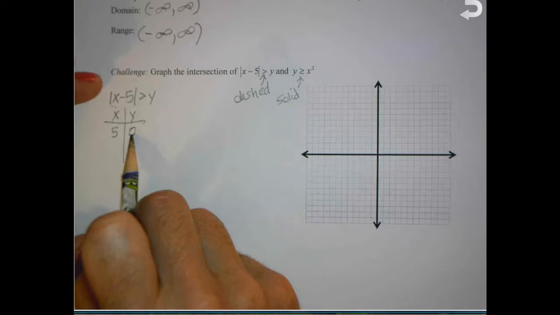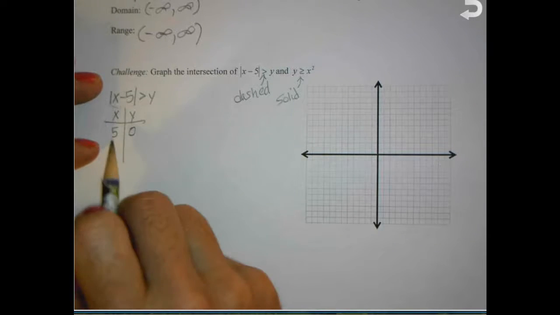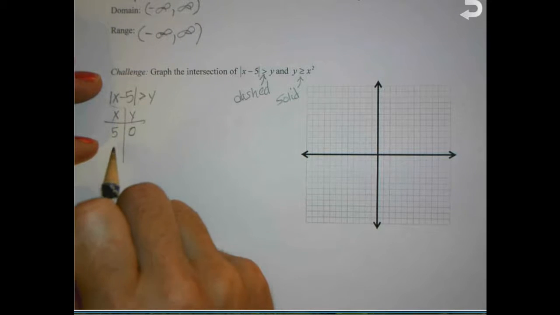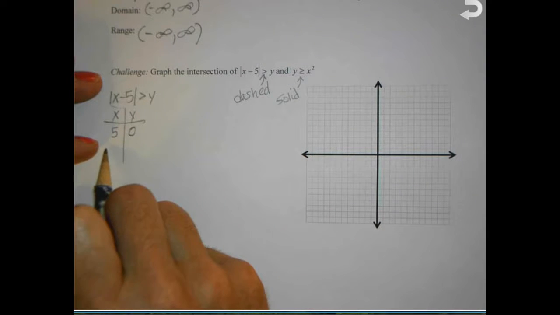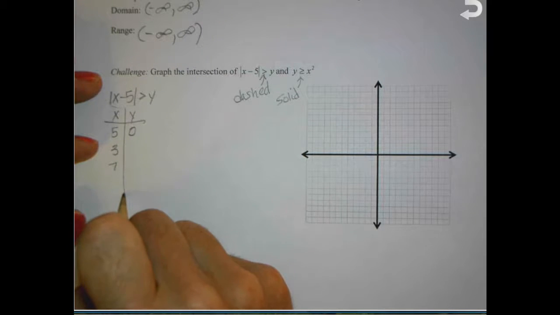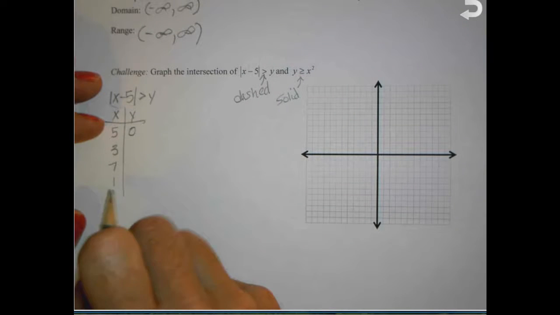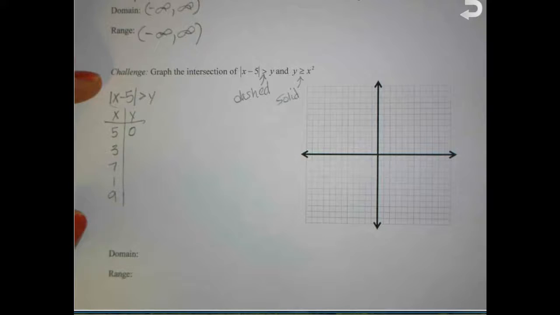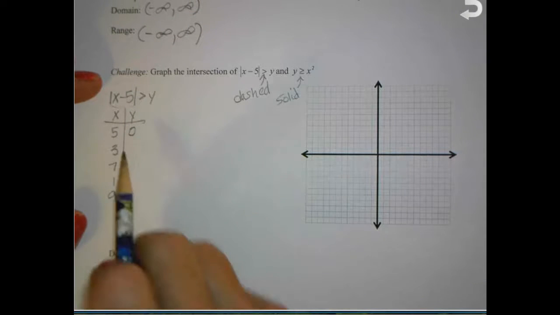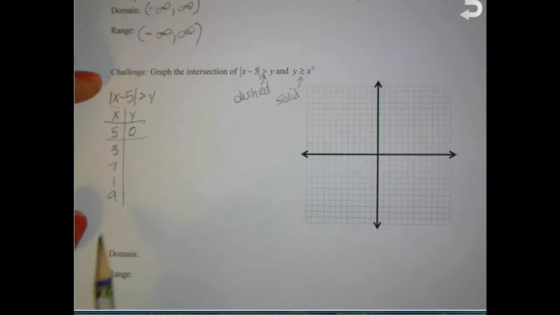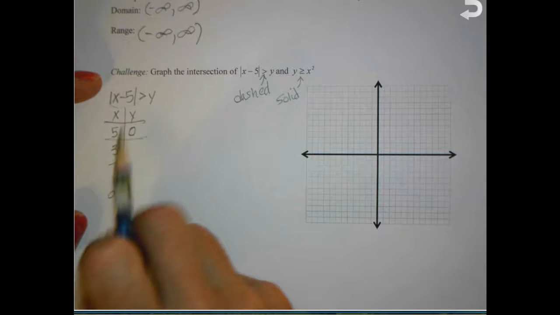My y would be 0. Then I should go a little bit in each direction on either side of that 5, so I might go 3 and 7 and 1 and 9. So I'm just taking 2 on each side of this point that's going to give me the 0, because I want to see the V shape for the absolute value.